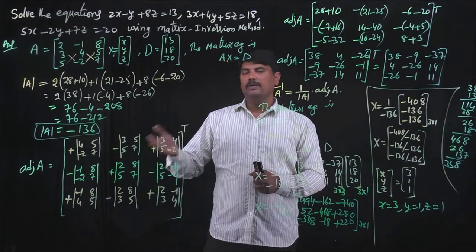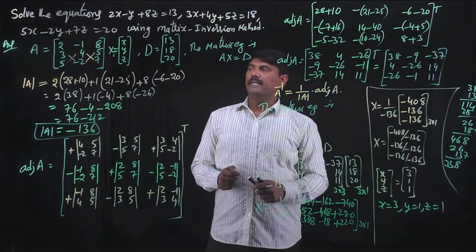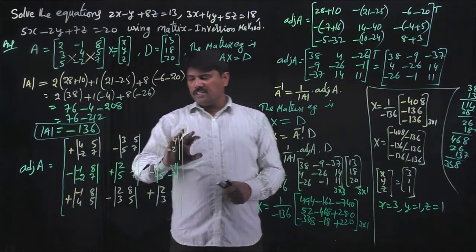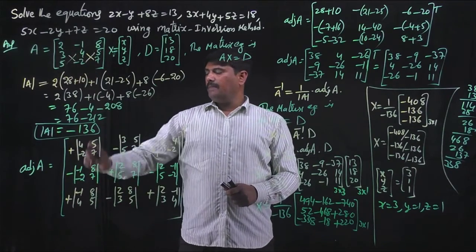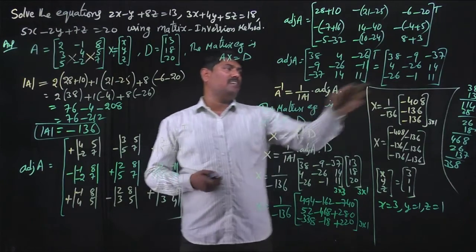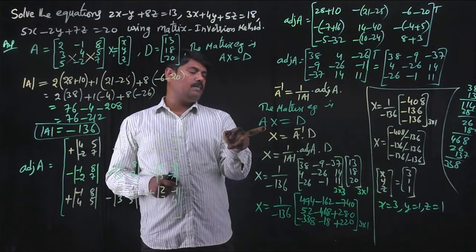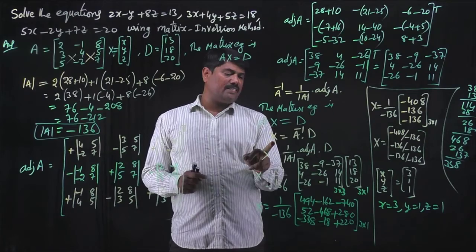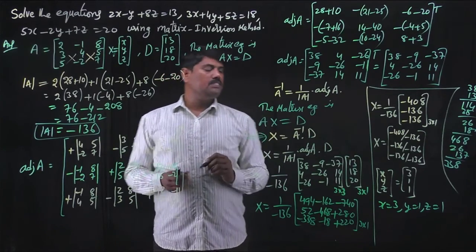In this method, you need to find the value of A inverse, which is 1 by det A into adjoint A, so you have to find adjoint A, which is the transpose of the cofactors matrix. So replace every element with its cofactor and then transpose, you will get the adjoint matrix. Again consider the matrix equation AX is equal to D. Since A is non-singular, A inverse exists and X becomes A inverse into D.